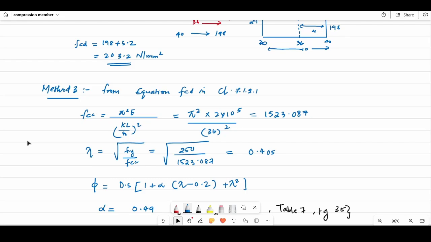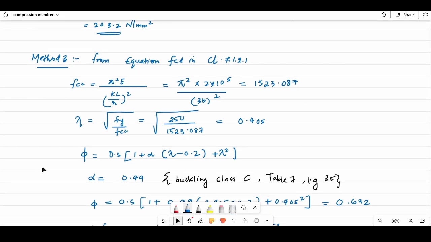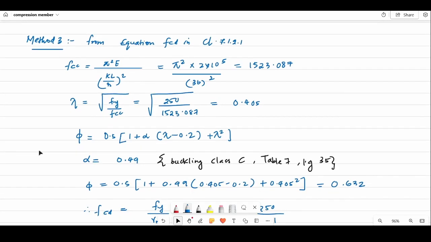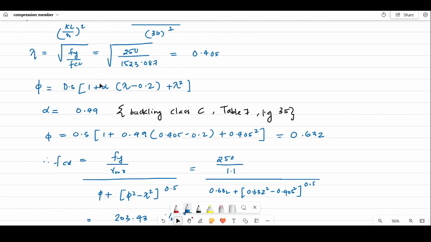Fy is 250 Newton per mm square, and FCC is the value which we obtained above. When I calculate, I obtain a value of 0.405. Now we will calculate the phi value. The phi value is 0.5 into (1 plus alpha into (lambda minus 0.2) plus lambda square). Alpha is the imperfection factor, which is given in Table 7 on page number 35. We obtained that this particular section has buckling class C, so we will take 0.49. Substituting alpha as 0.49 and lambda as 0.405, we obtain a phi value of 0.632.